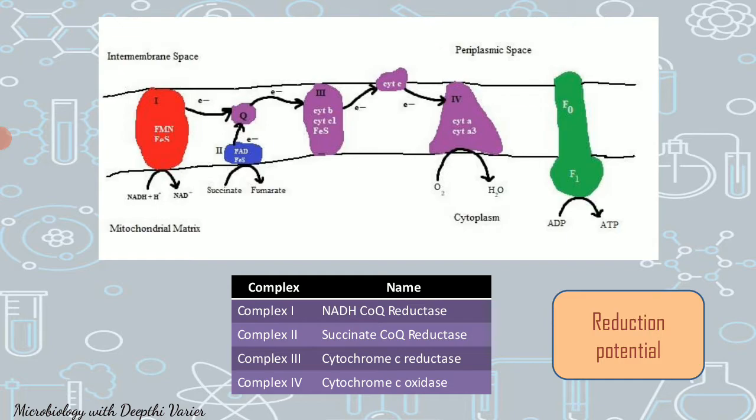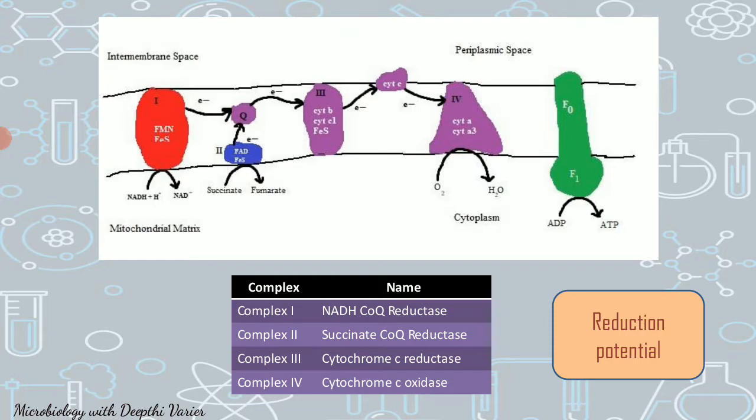These are the 4 complexes that are present, and when I say complex, it means there are 2 or 3 electron carriers grouped together to form a complex. Apart from these, there are also 2 free electron carriers or mobile elements. The first one is quinone and the second one is cytochrome C. Cytochrome C is present towards the exterior of the membrane.